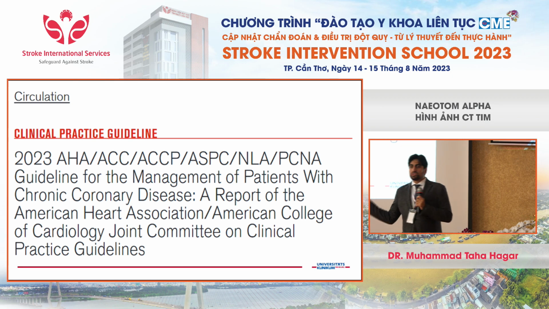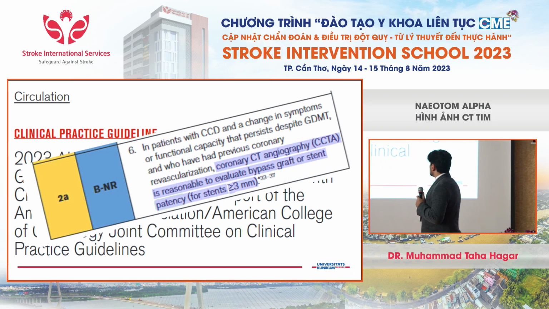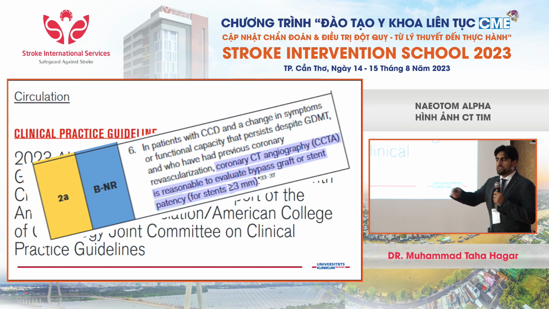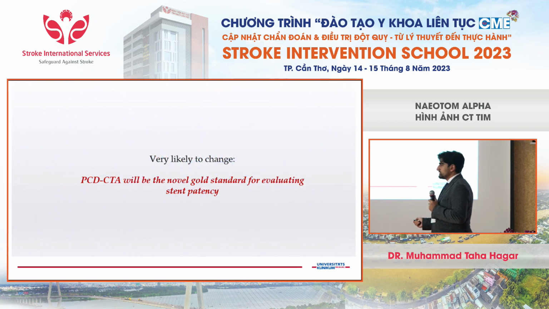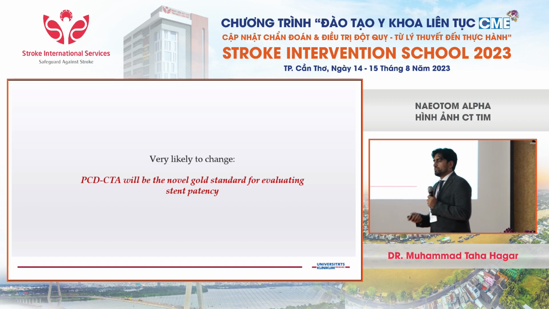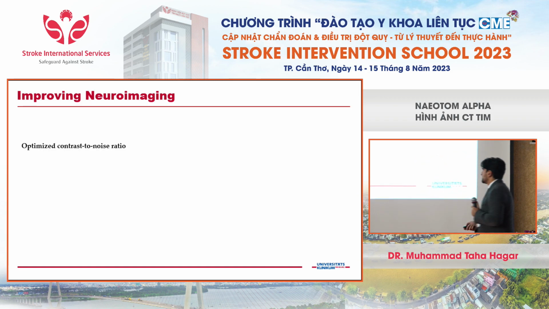So when we look at current guidelines for the management of coronary artery disease, which were published 1 or 2 weeks before, then they still recommend that coronary CTA is only reasonable as an alternative to exclude or to assess stent patency, and only with stents who have a diameter of 3 millimeters or larger. And everyone who's employing photon counting detector technology knows that this will be the novel gold standard for evaluating stent patency, likely increasing the guideline recommendations. But we have to provide the evidence for that and create more widespread use of the technology.